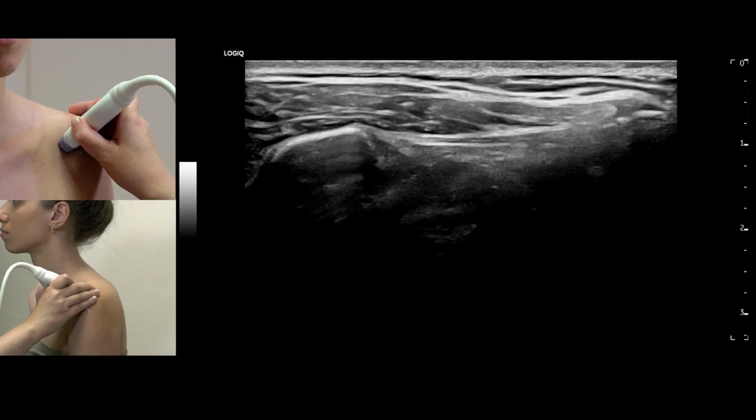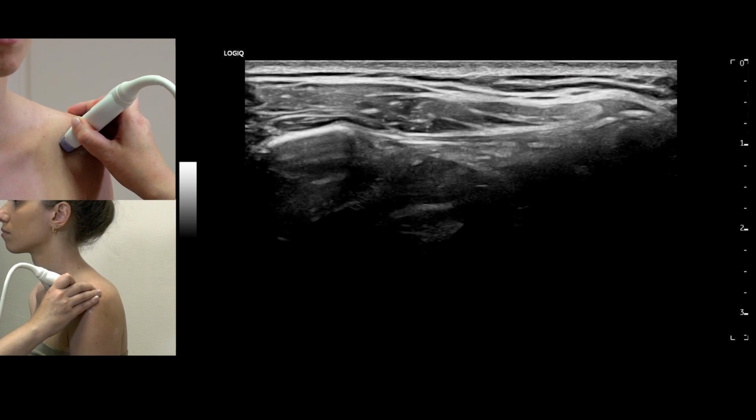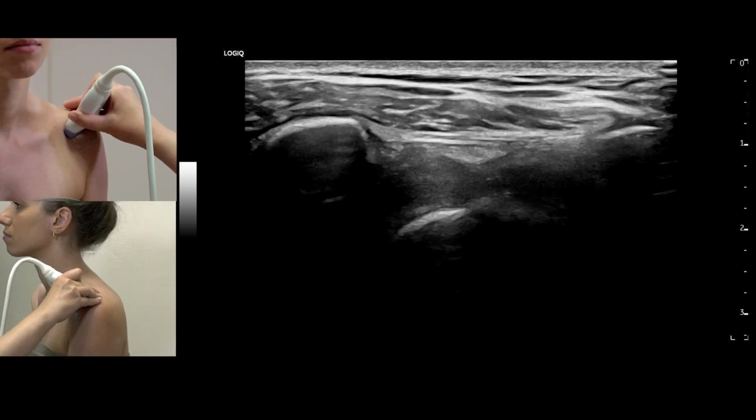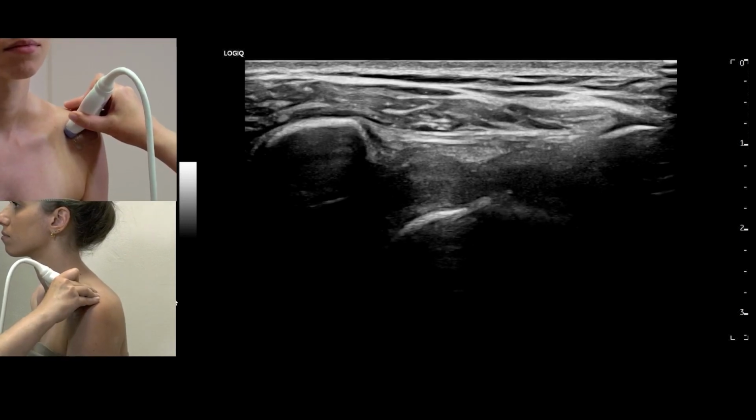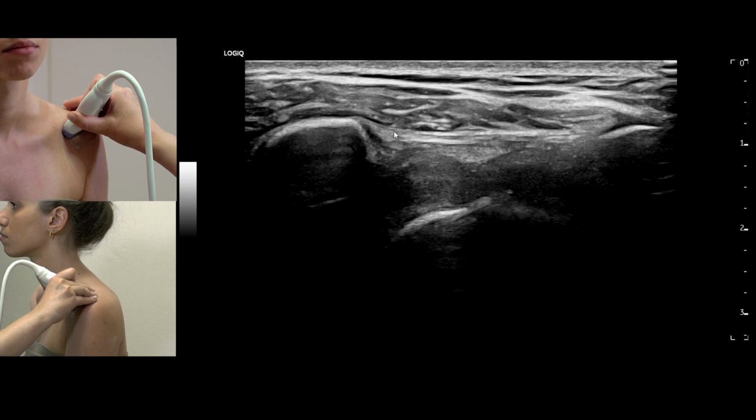We can also study the impingement relative to the coracoacromial ligament. So here my probe is located between the coracoid process and the acromion, and we can see this small triangular structure here, the coracoacromial ligament. We are going to perform the same maneuver, try to appreciate how the structures move in this area and if they slide easily below this ligament.